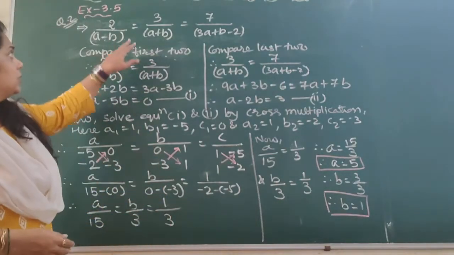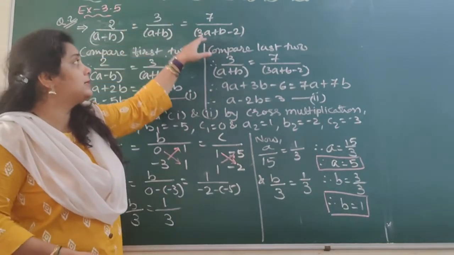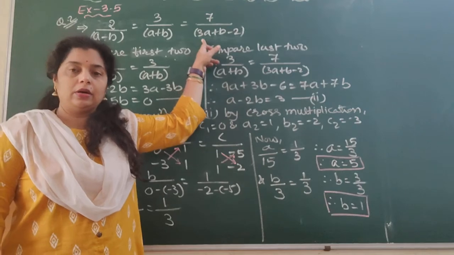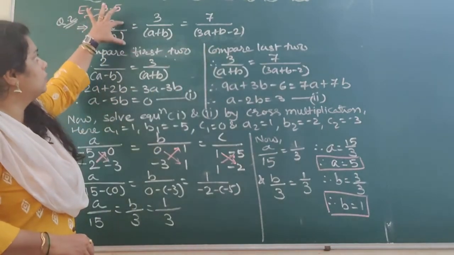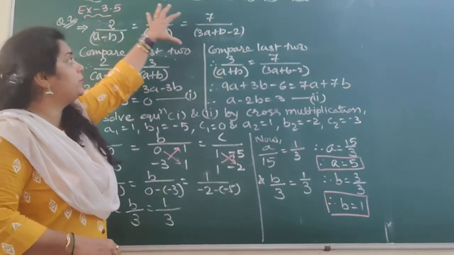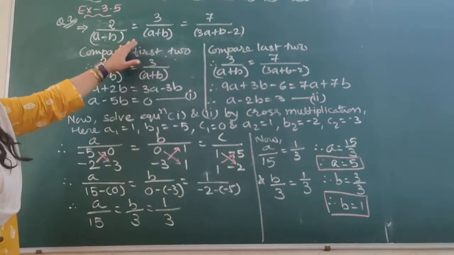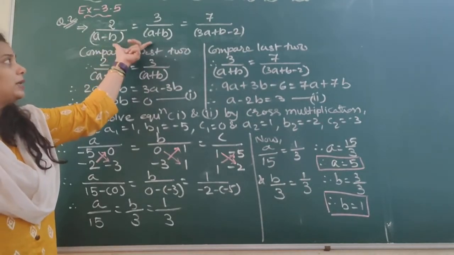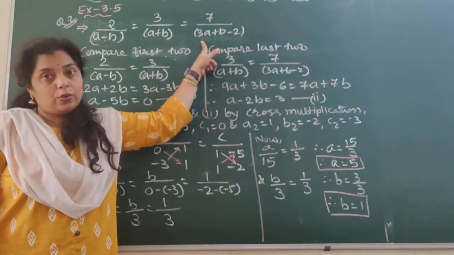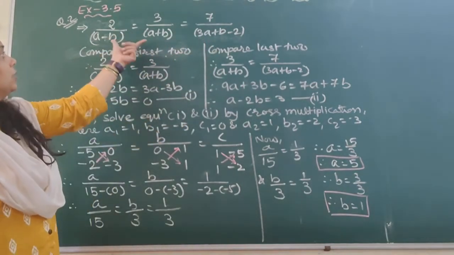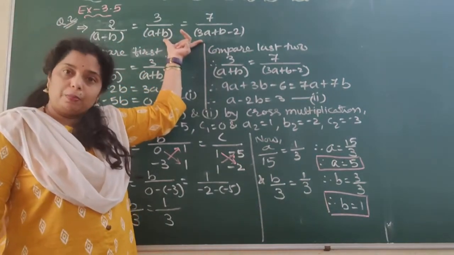Now we have to take out the ratio, and as the pair has infinitely many solutions, we have to show that A1 by A2 is equal to B1 by B2 is equal to C1 by C2. And after this, as I told you, these two parts are equal, and these two parts are also equal. So first I am doing the comparison of the first two parts and then the comparison of the last two parts.